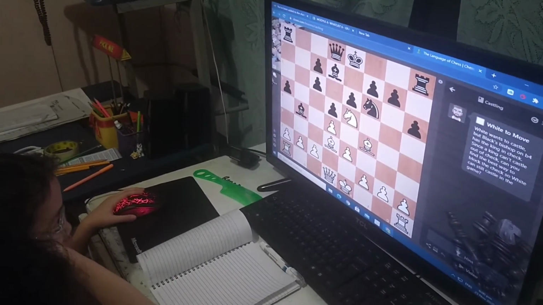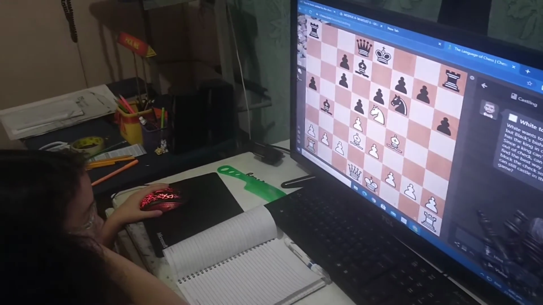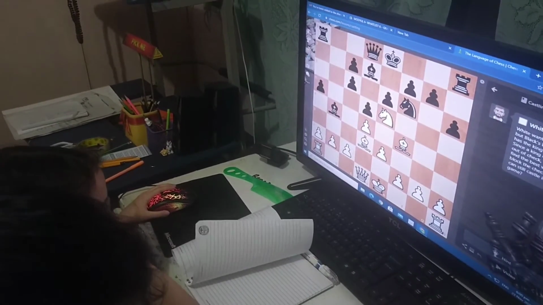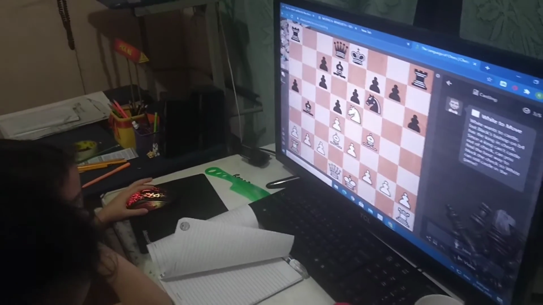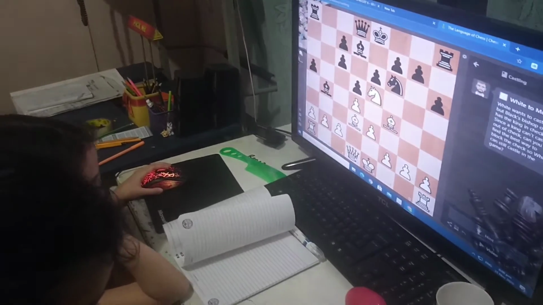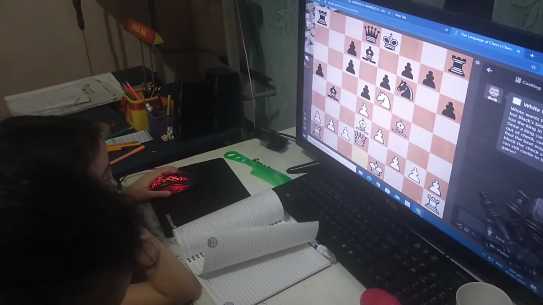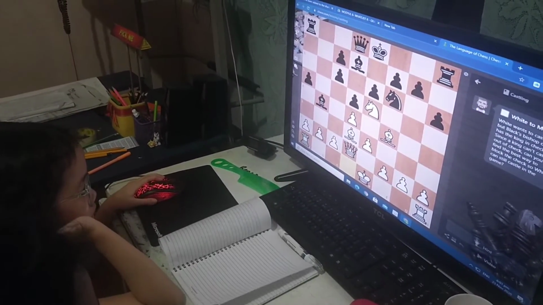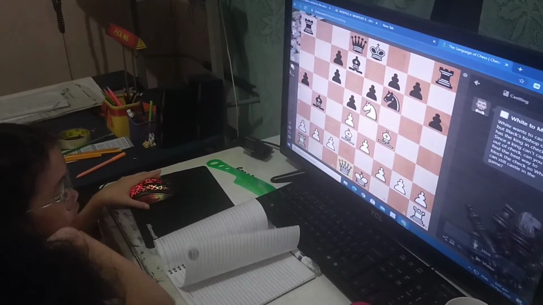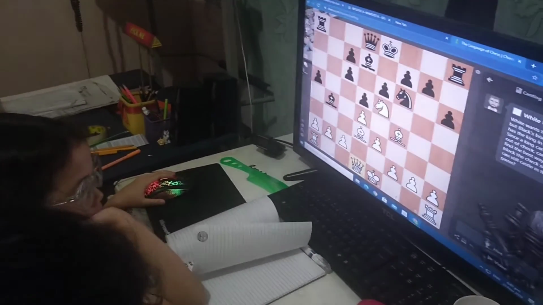O, white to move. Magka-castling ba? O, magko-cover? Okay. Pwede bang mag-castling kapag naka-check ang king? Hindi. Anong gagawin ni white? Mali yan. Masyadong malakas yan. Baka pwedeng may iba.